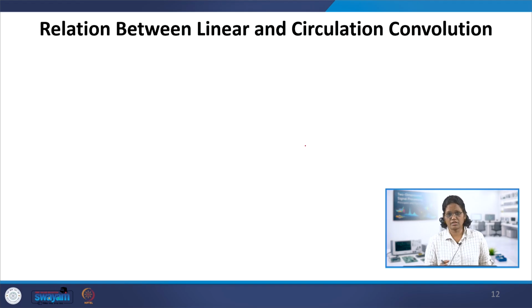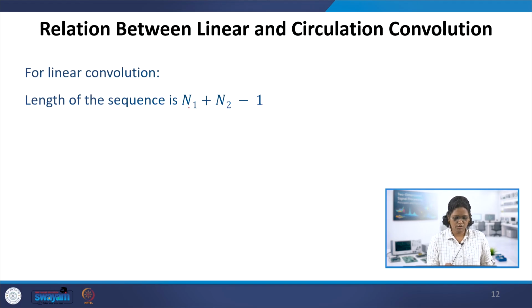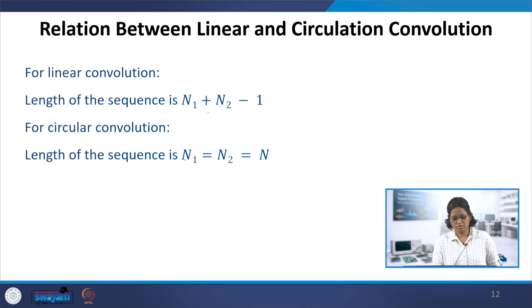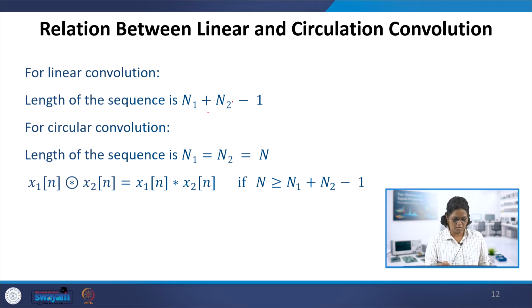So what is the relation between the linear and the circular convolution? For linear convolution, if you recall, the resultant sequence has length n1 plus n2 minus 1. But for the circular convolution, the first sequence has n1 and the second sequence has n2, and we make the sequences length n equal, and the length of the resultant sequence would be n. So what is the relation between these two? This is going to be the circular convolution notation. We'll be using it in 2D as well, and this is 1D that we are doing now. This is a linear convolution of x1 and x2. The asterisk is provided with a circle for circular convolution.